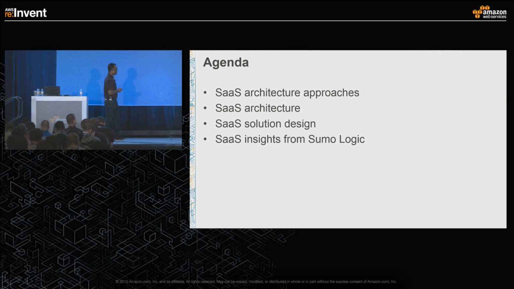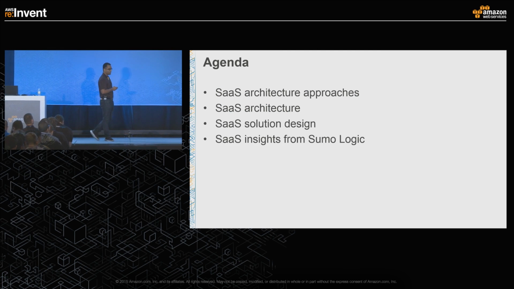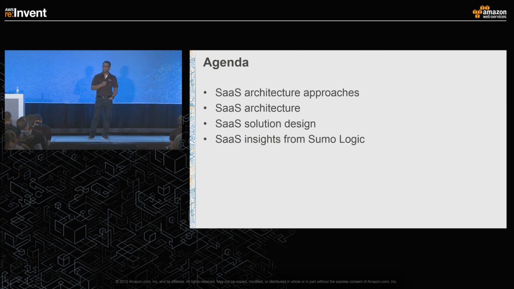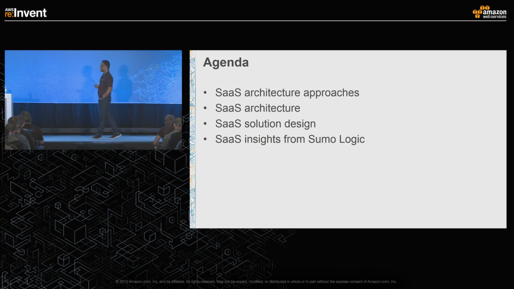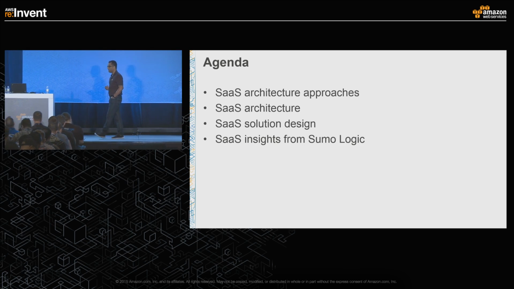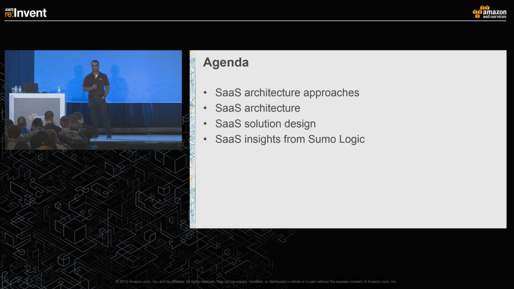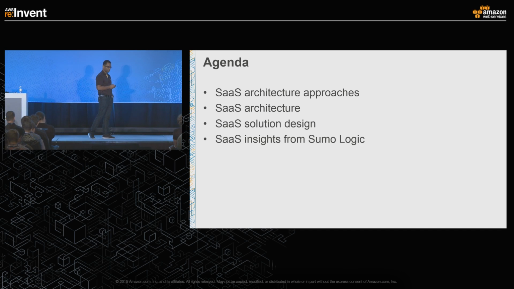So we have a lot of material for you. We're going to start by talking about some popular SaaS architectural infrastructure approaches. Then we'll dive into a SaaS reference architecture. Then we'll talk about some best practices for designing your SaaS solution. And then Christian will dive into talking about his experience on building and evolving a SaaS offering on AWS.